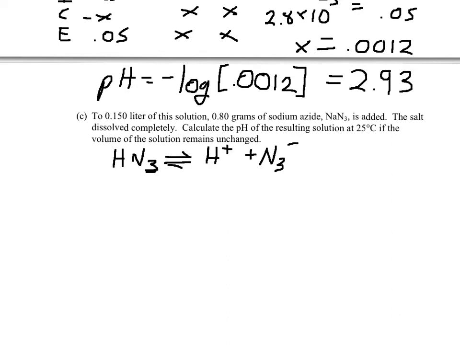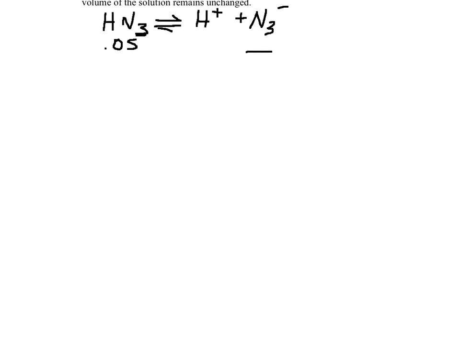Now the molarity of the acid still starts out the same, 0.05 molar, but now since we're adding the salt, we have to add the molarity of N3 to this that's equal to the amount of salt that we added. So we've got mass of salt here. We're going to have to change that to moles, and then we're going to use that volume there to figure out our molarity.